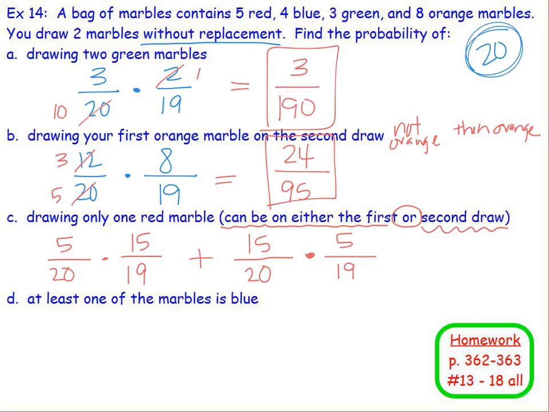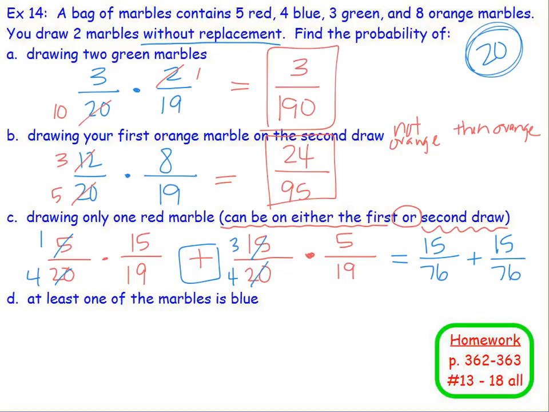So let's look at some reducing. This first case, because of the plus sign, you can't cancel with the plus sign, so you can only cancel on each side. This first fraction, 5 and 20, can definitely be reduced by 5 to 1 out of 4. And 15 out of 19 cannot be reduced. The second side of the plus sign, the 15 and the 20, can definitely be reduced, also by 5. So we're left with 3 and 4. So let's see. The first fraction, 1 times 15 is 15. 4 times 19 is 76. Plus 3 times 5 is 15. 4 times 19 is 76.